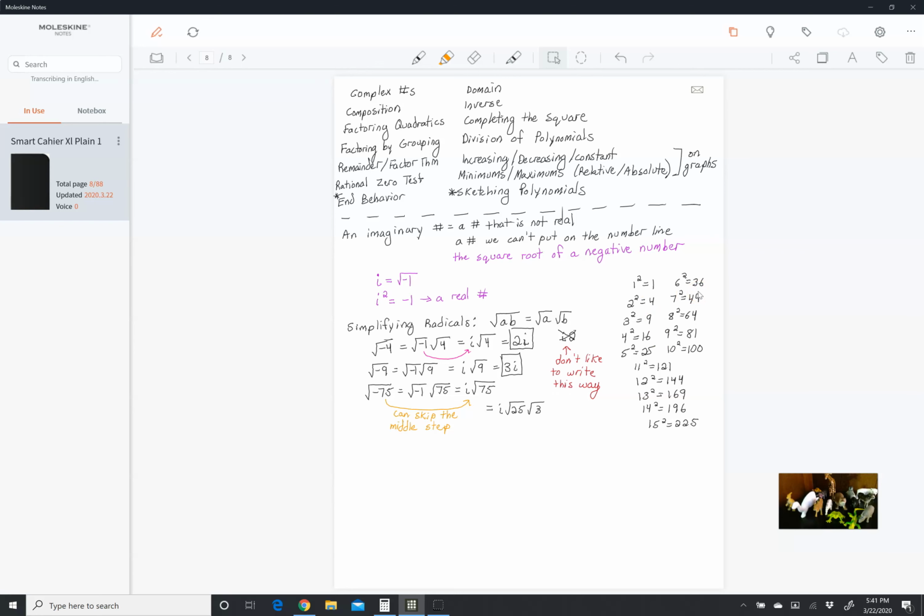And the reason why you can divide by 2 is that 2 is the smallest factor of 75 if it is a factor. Okay, so now we can replace the square root of 25. So this just becomes 5i times the square root of 3.